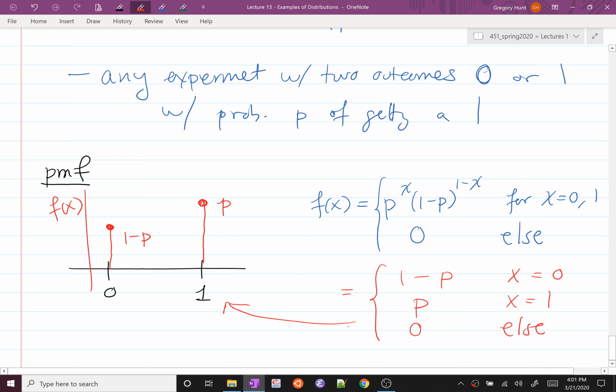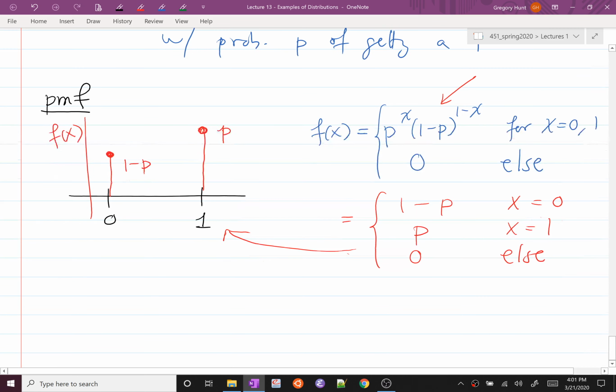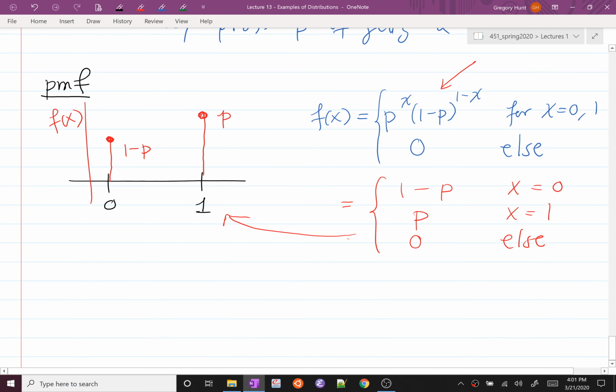A fancier way you'll see it written is this way. It's p to the x, 1 minus p to the 1 minus x, x is 0 or 1. And that's just a binary way of encoding things. So that's the PMF. Two point masses, 0 or 1, yes or no. Probability p of getting 1.